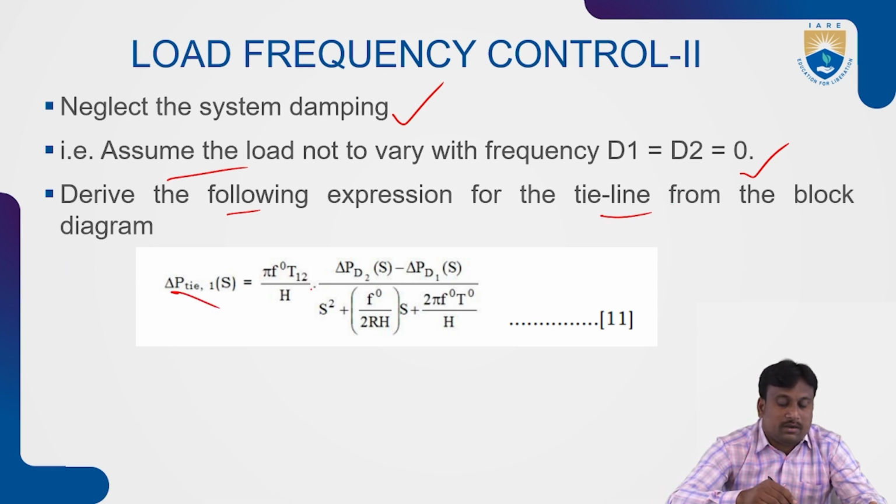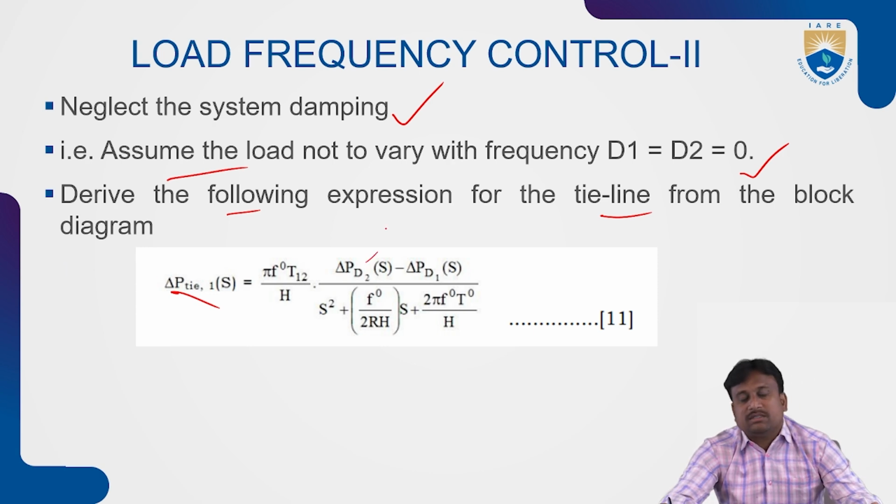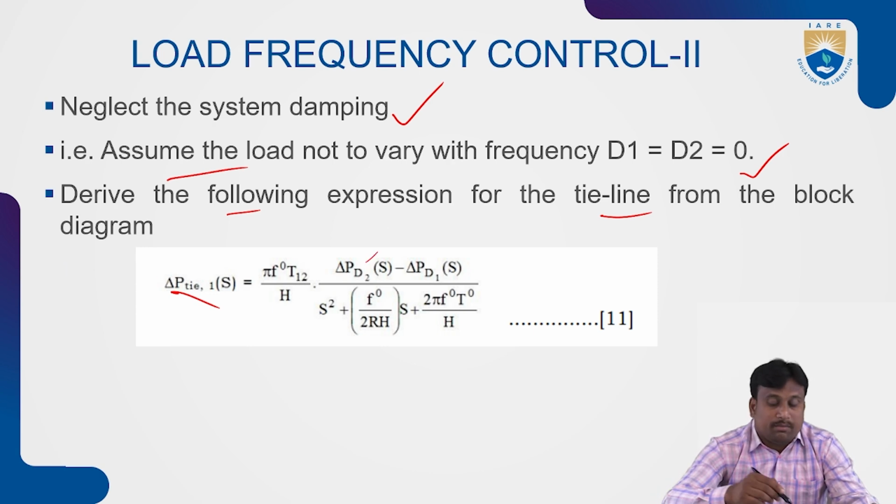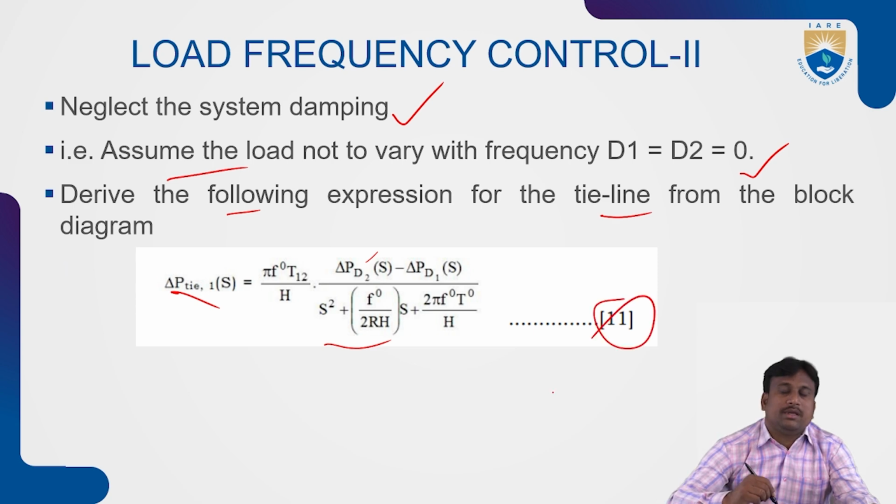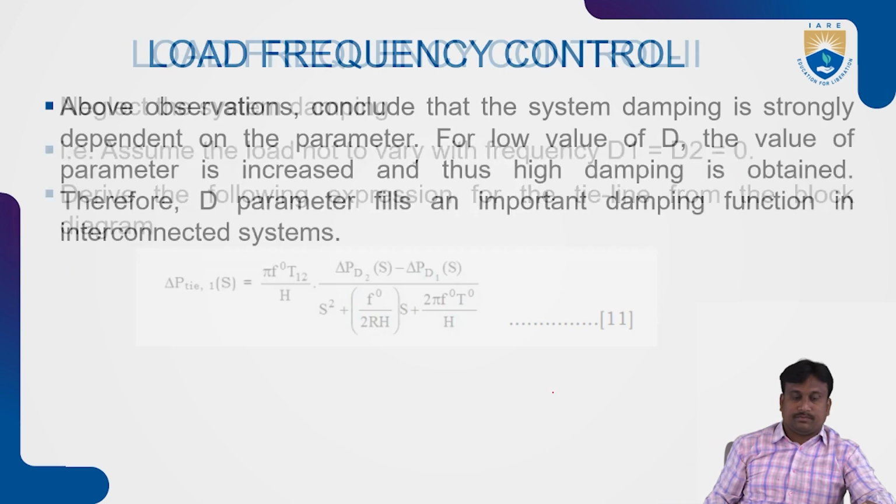So pi F0 by T12 by H into delta PD2 of S minus delta PD1 of S, by S square plus F0 by 2RH into S plus 2 pi F0 T0 by H. This is representing another equation.